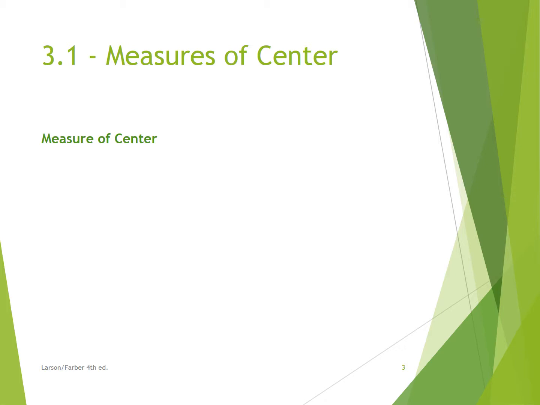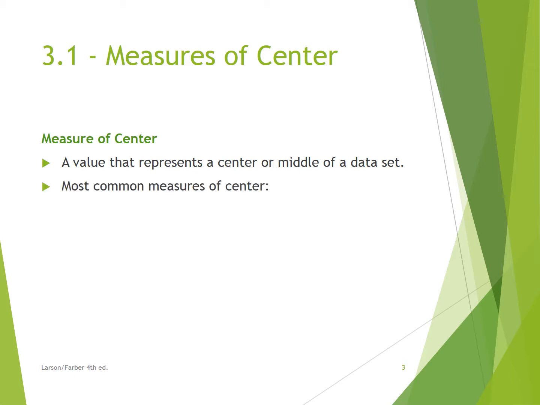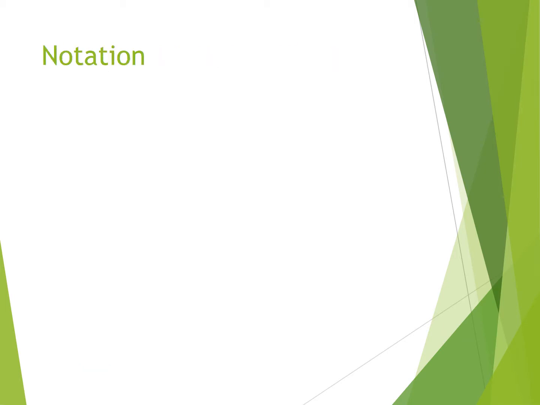The first type of descriptive statistics we're going to look at are known as measures of center. Measures of center are values that represent the center or the middle of the data set. The most common measures of center are the mean, the median, the mode, and the mid-range.